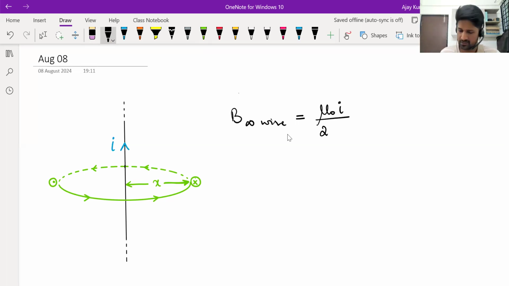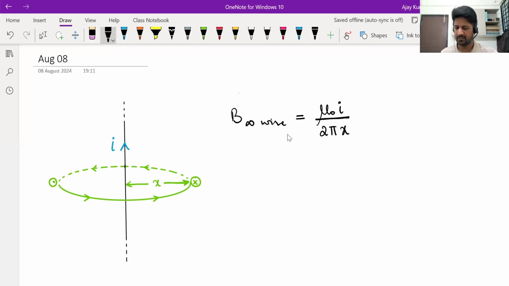Okay, 2i by x you said. Why did you say it that way? You said mu naught by 4 pi 2i by x. Sir, I learned this concept from a YouTube video. Someone said some tricks based on that.